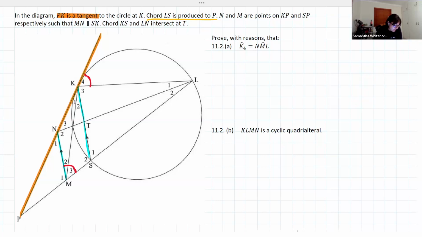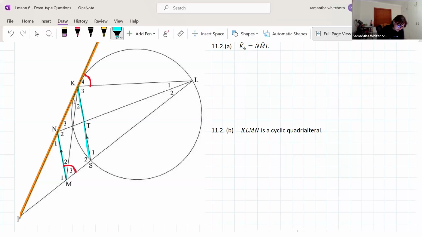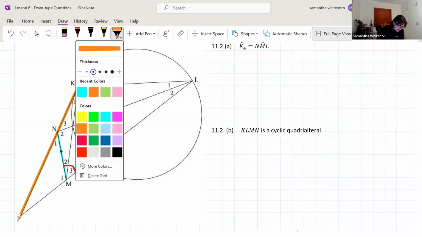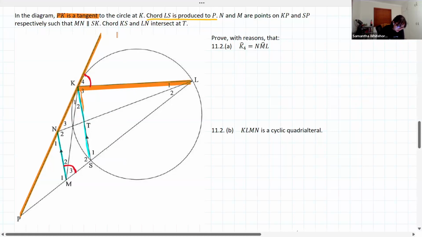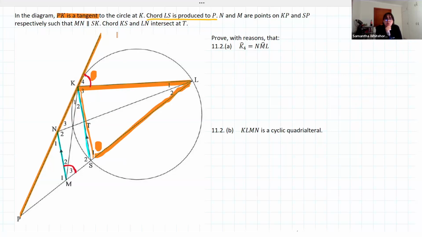But if I look at K4, because K4 is the angle created between the tangent and the chord, I know that because of the tan chord theorem, angle S1 is also going to be equal to K4. Tan chord theorem says that those two are equal. Cool, that's fine. If I look at NML, NML is an angle created from that parallel line MN, which means that corresponding angles means that NML is equal to S1.